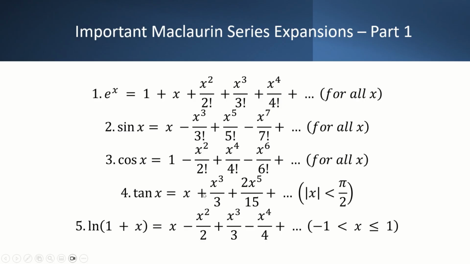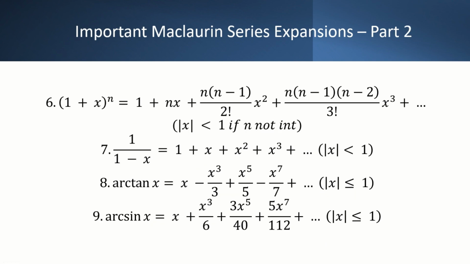tan x is nothing but x plus x cube by 3 plus 2 by 15 x to the power of 5, and so on. And for tan x, the angle is limited actually. The angle is between minus pi by 2 to pi by 2. Okay, and ln of 1 plus x is nothing but x minus x square by 2 plus x cube by 3 minus x to the power of 4 by 4, and so on. Okay, in this case x is between minus 1 to 1.